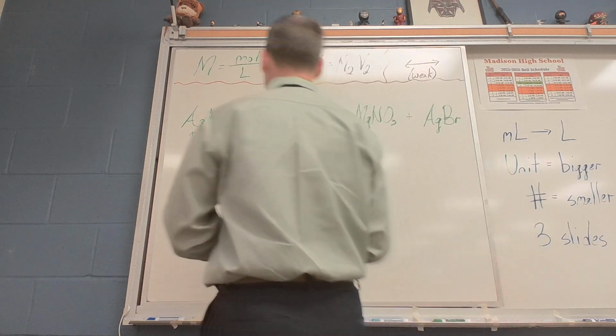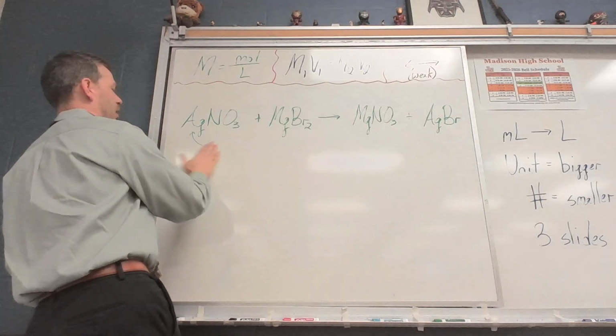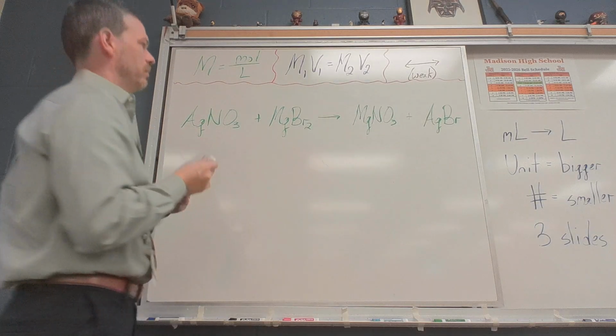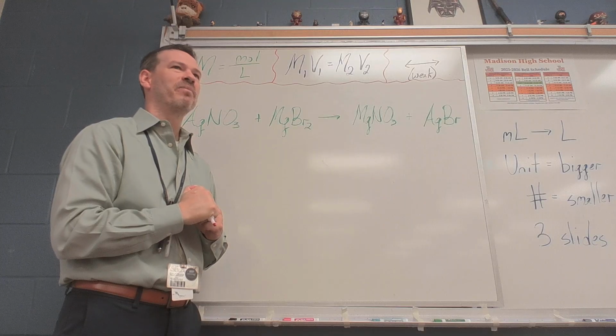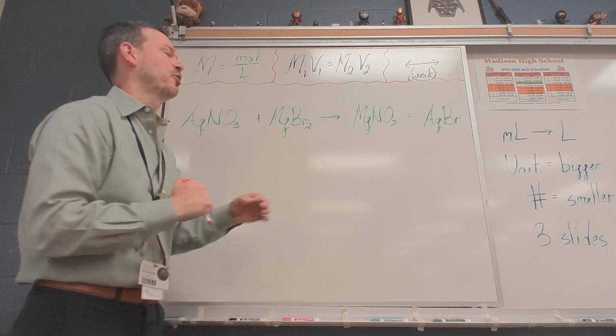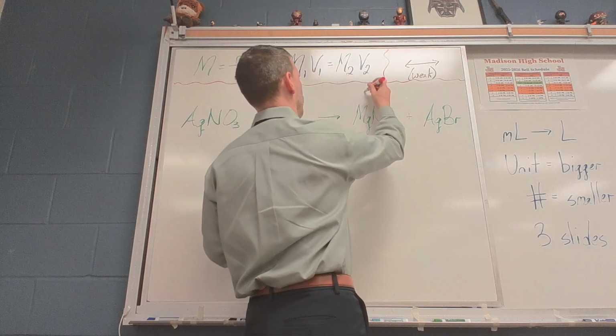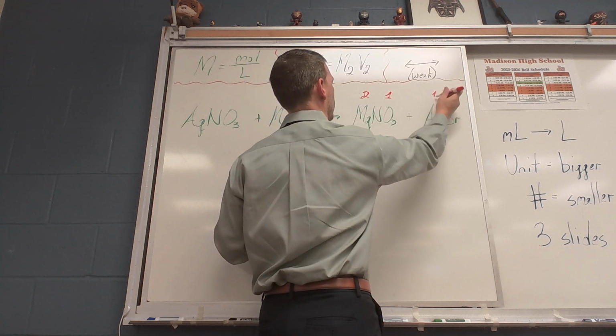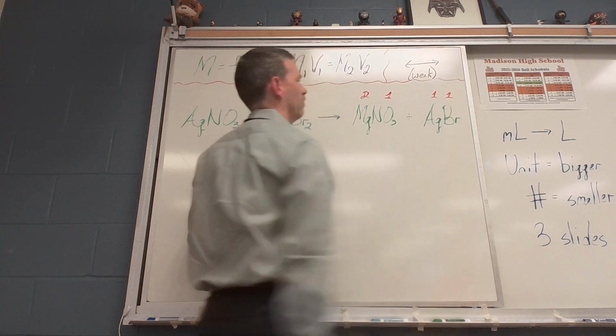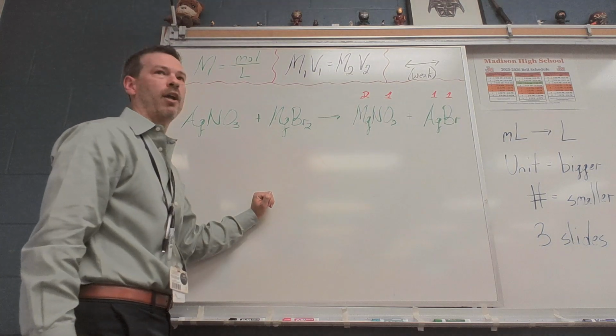Yeah, I know. I'm going to fix the nomenclature. I'm on my way there. Make sure you check your nomenclature, though. Magnesium +2, nitrate -1, silver +1, bromine -1, and crisscross.